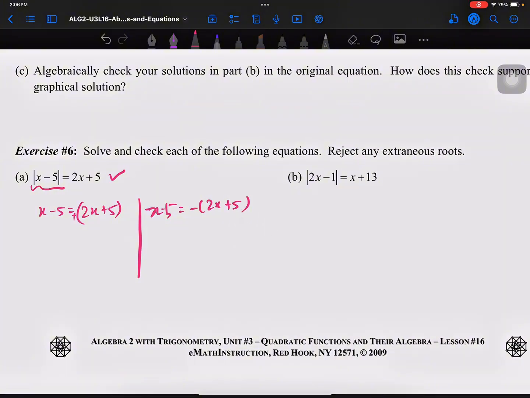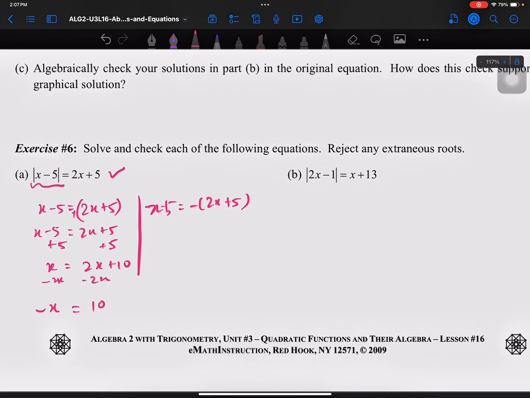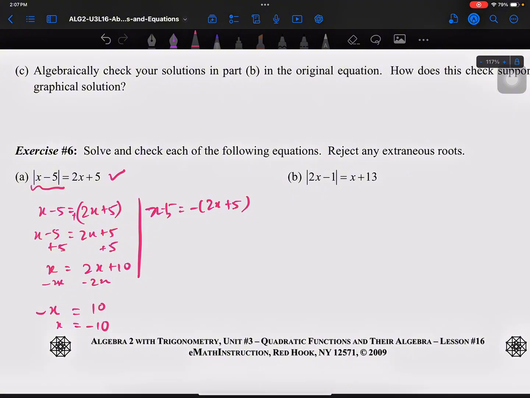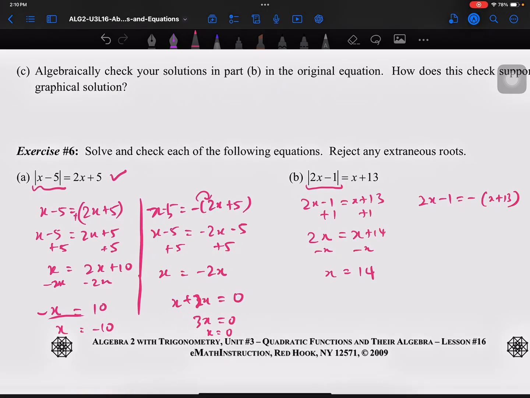Then you expand. Here becomes 2x plus 5, plus 5 both sides. It gives you x equal 2x plus 10. And then minus 2x both sides. It gives you minus x equal 10. So x is minus 10. Next, the other side, expand the minus sign. Next, plus 5 both sides, it gives you x equal 0. Okay, then from these two, for number A, you have two values, right?